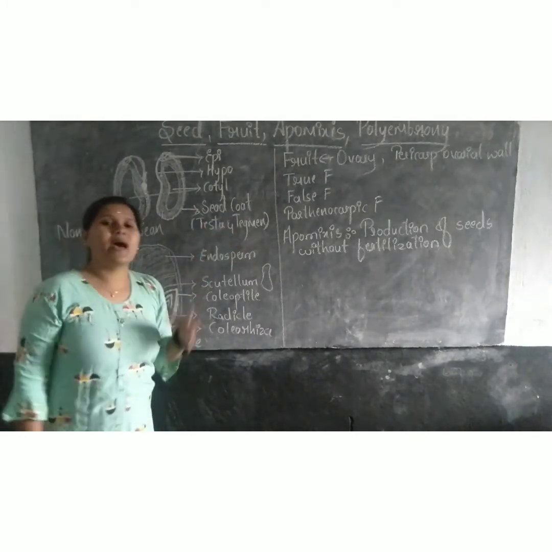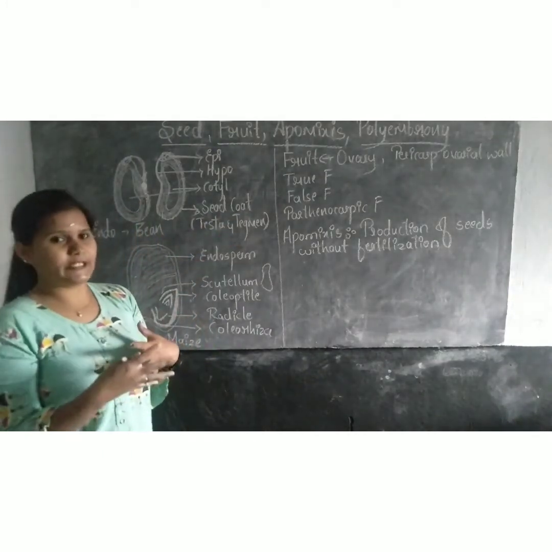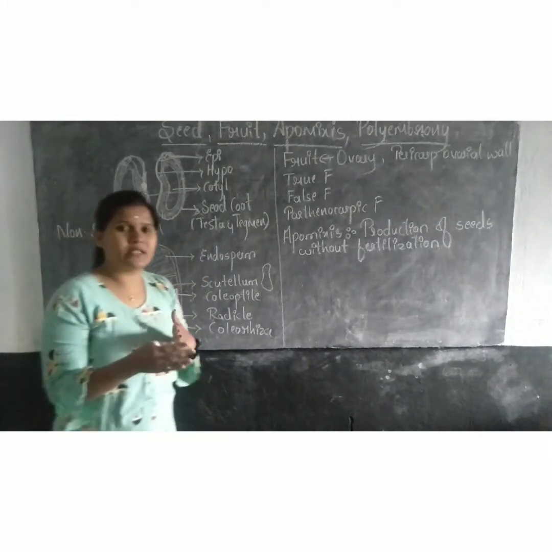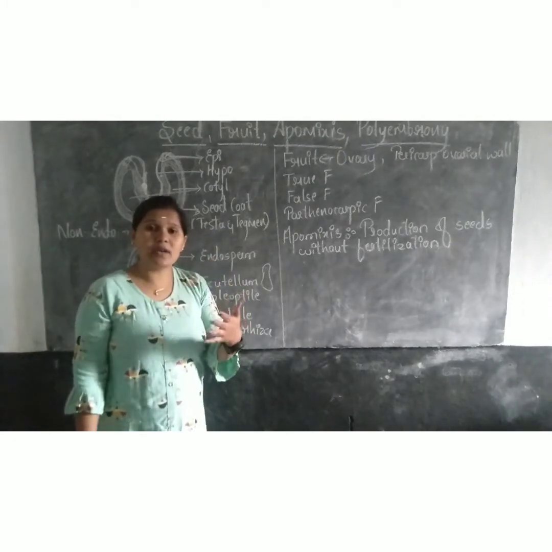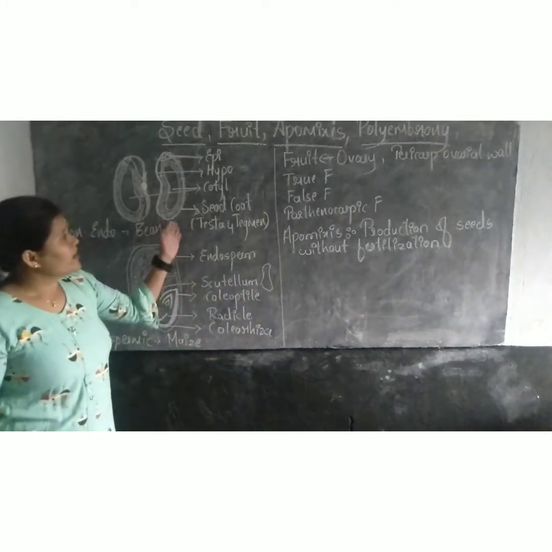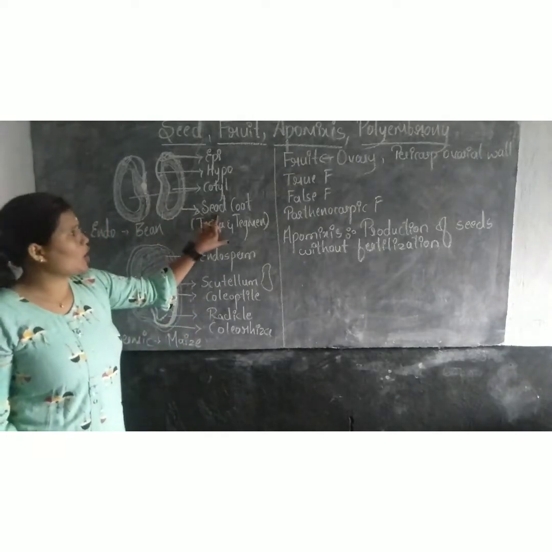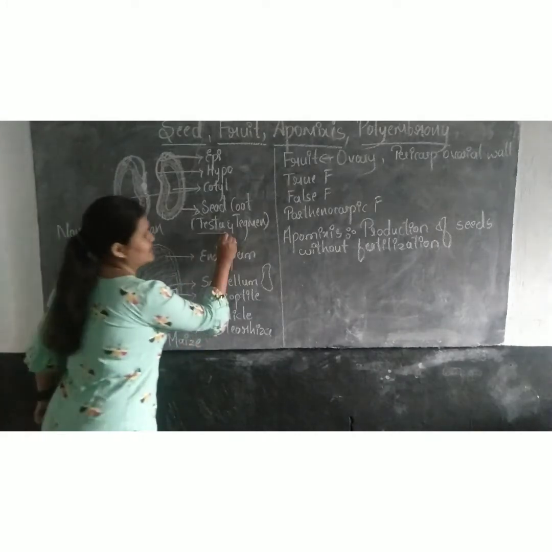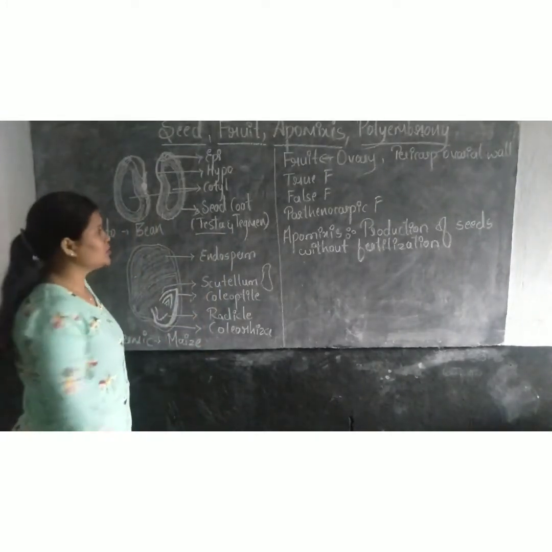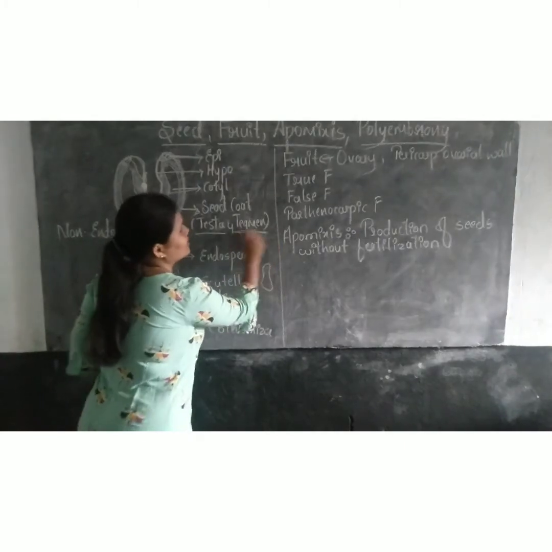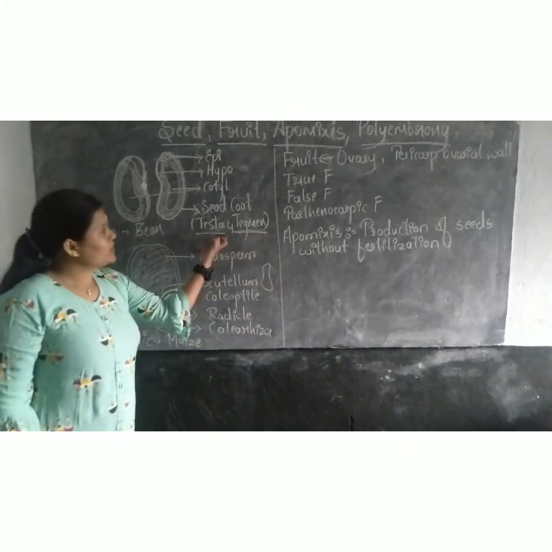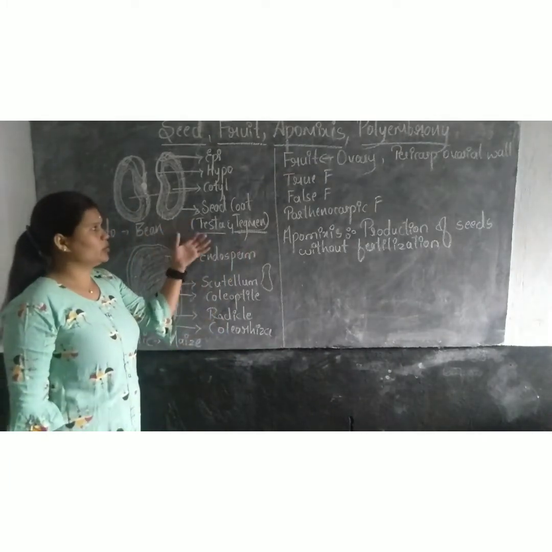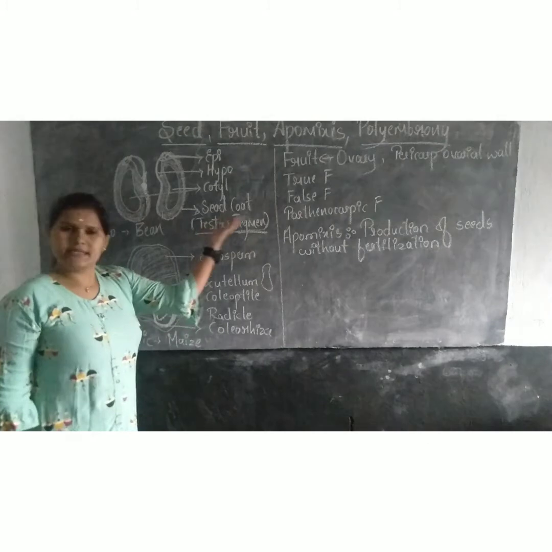Seed coat. What happens is this ovule develops into seed. At the same time, the integuments of the ovule, that is the outer and inner integument, differentiate and convert into the seed coat. The outer seed coat is called the testa, which is protective in nature, and the inner seed coat is called the tegmen. So these are the two protective layers of the seed.